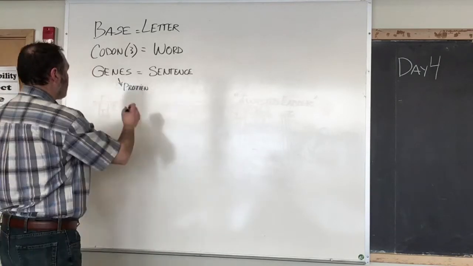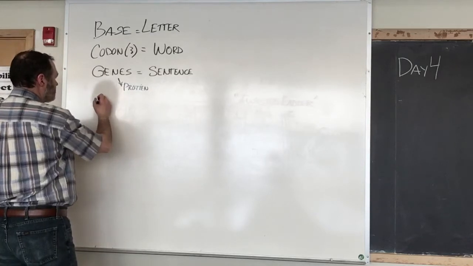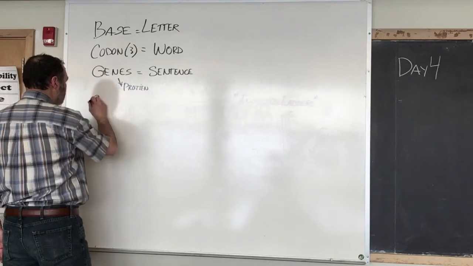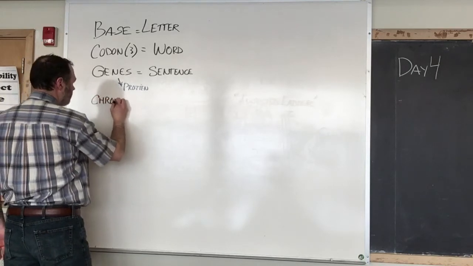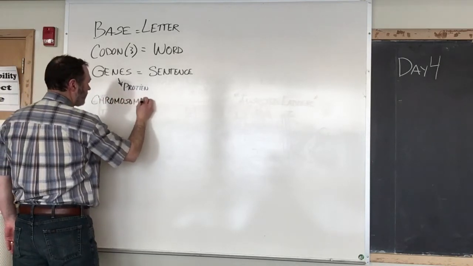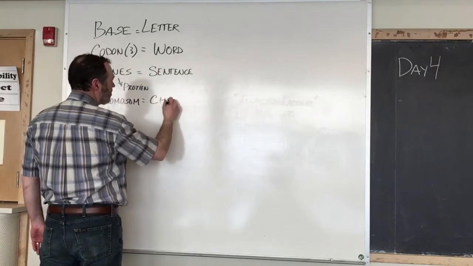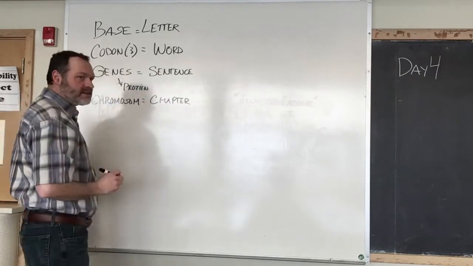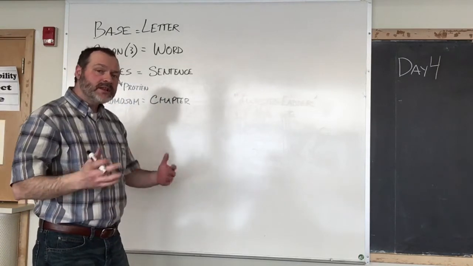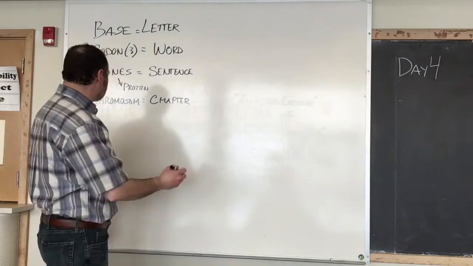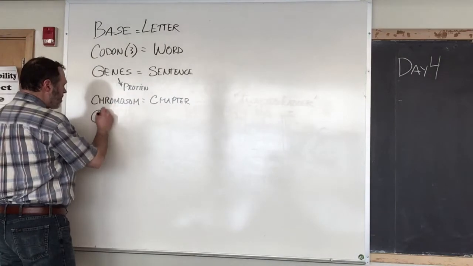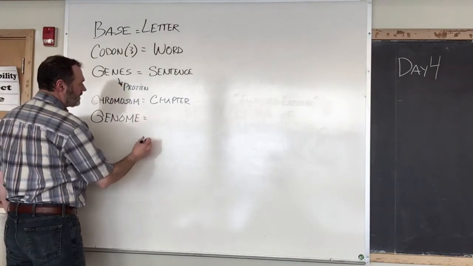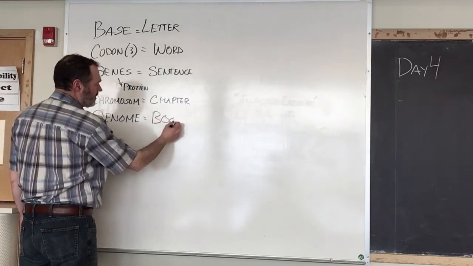And then the genes group together to make the chromosome, and that's kind of like the chapter of a book. The last thing we said yesterday is that you take the complete set of chromosomes in an individual, and that's called a genome. And that's kind of like the book.